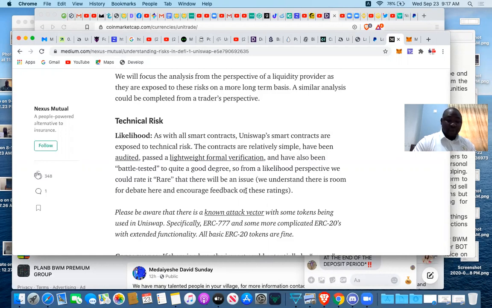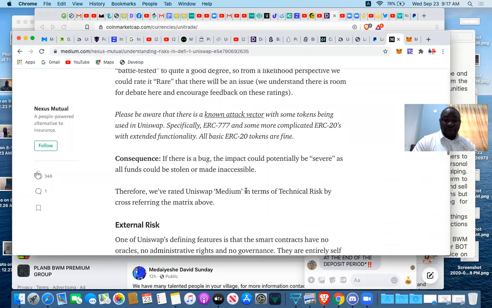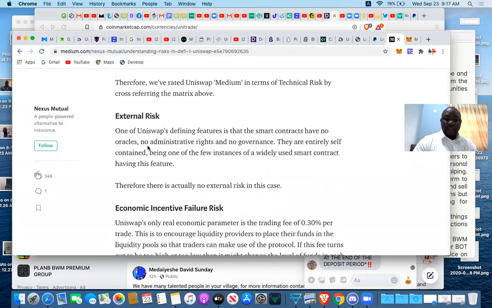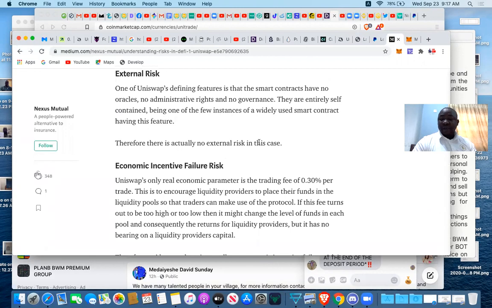So we understand there's room for debate, but you cannot have so much of this issue of bugs and all of that. But if it happens, it can be severe. Now, external risk: unlikely. Uniswap is defined as a smart contract that has no oracles, no administrative rights and no governance. So they are entirely self-contained, being one of the few instances of a widely used smart contract like this. Therefore, you can say no risk in this case.